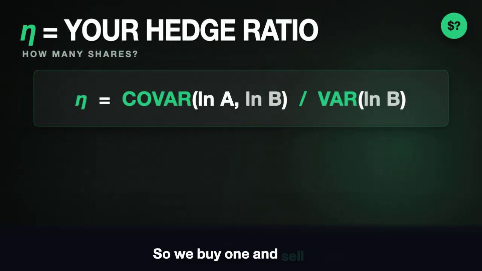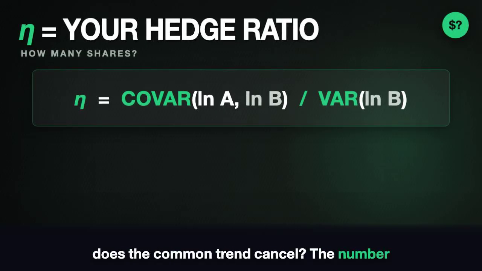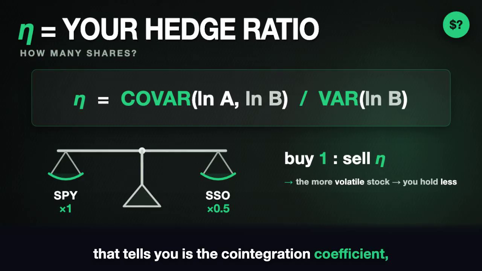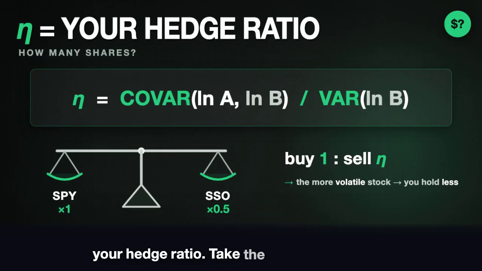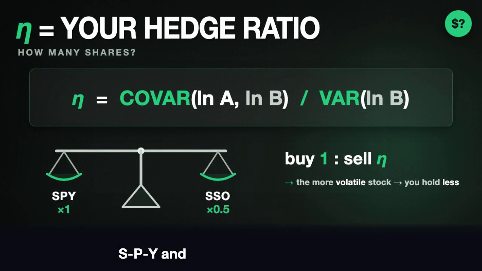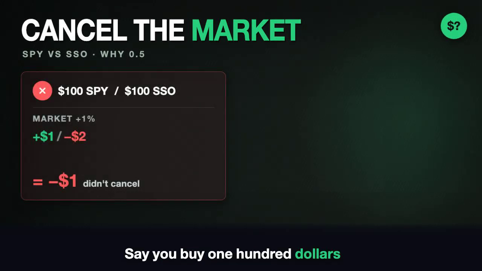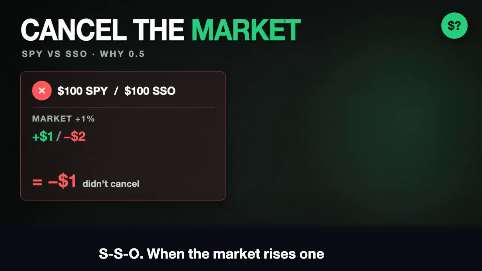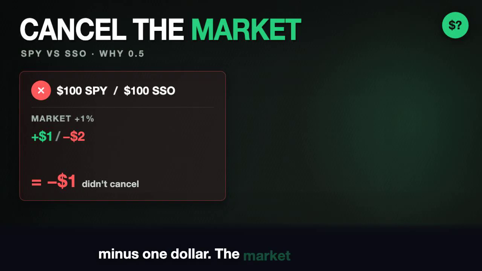So we buy one and sell the other. But in exactly what ratio does the common trend cancel? The number that tells you is the cointegration coefficient, written as ETA, and that ETA is your hedge ratio. Take the cleanest example, SPY and SSO. Both track the S&P 500, but SSO tracks it at 2 times the move. Say you buy $100 of SPY and sell $100 of SSO. When the market rises 1%, SPY makes $1, and SSO at 2% loses $2. Net minus $1. The market didn't cancel.